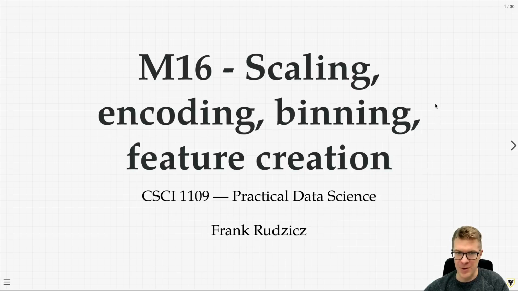All right, welcome to Module 16 on scaling, encoding, binning, and feature creation. This is where we are going to increasingly start taking the raw data and converting it into a form that will help us and make downstream processing and analysis a lot easier.